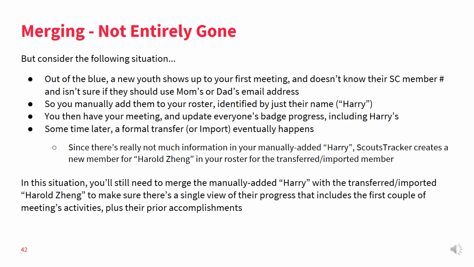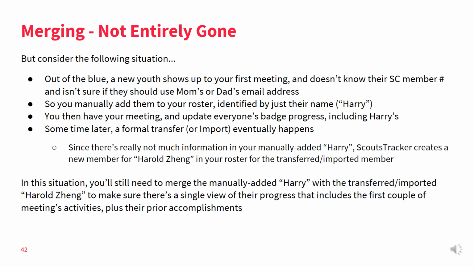Consider the situation where you have some kid show up to the very first meeting of the year. You've never heard about them. They tell you they're registered. They don't know what their Scouts Canada member number is, and they don't even know whether they should be using mom or dad's email address. But hey, you don't want to block a kid from participating in scouting, so you just manually add them to a roster and maybe identify just by their name, like pretend it's Harry. You then have your meeting and update everybody's badge progress at the end, including the new Harry.